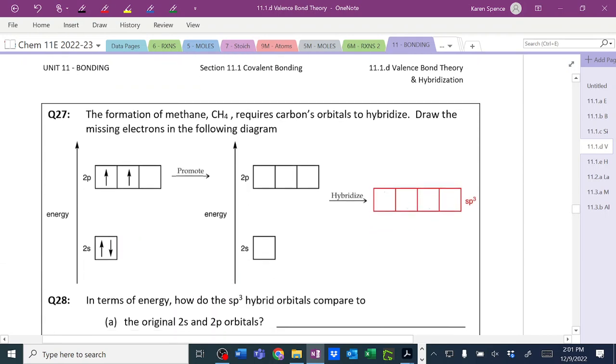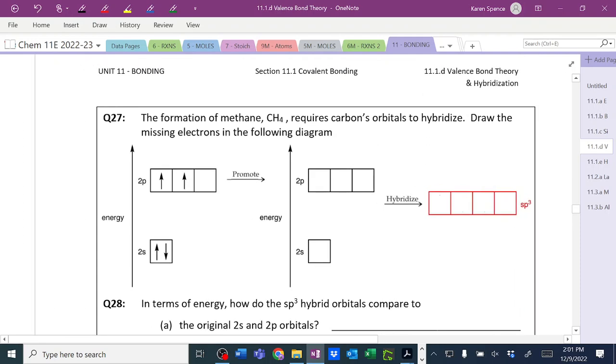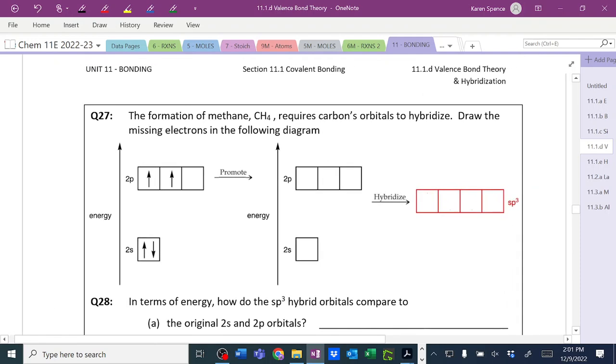Okay, here's methane. This is carbon. Now, in order to form methane, we need 4 H's to be attached, right? How many electron domains is that? H, H, H, H. How many? 4. So we need to hybridize how many orbitals? 4. So here we have our 4 orbitals. We got 1, 2, 3, 4 orbitals.